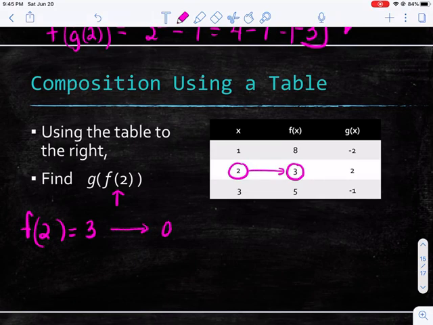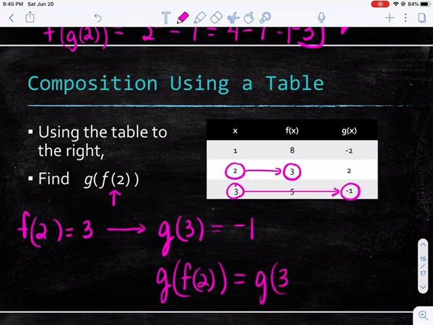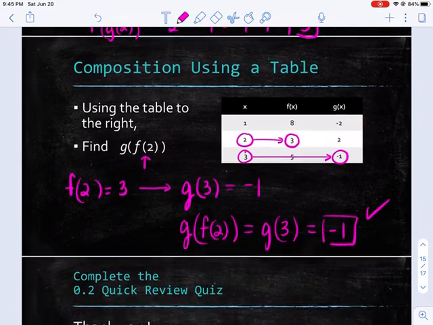Then after we do that, we are looking then at g of 3. So then we now need to come to the 3, and then we're going to go all the way over to the g column, and then we get negative 1 for our answer. So we have g of f of 2 is equal to g of 3 is equal to negative 1 for our answer. Okay, and that's composition using a table.